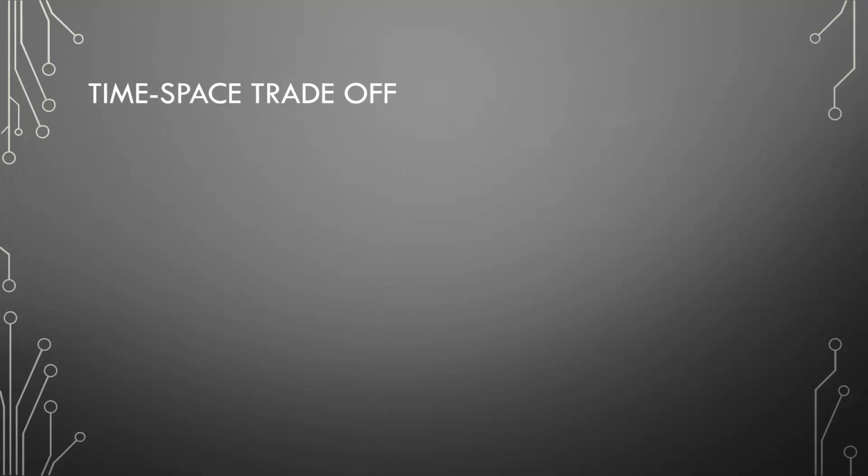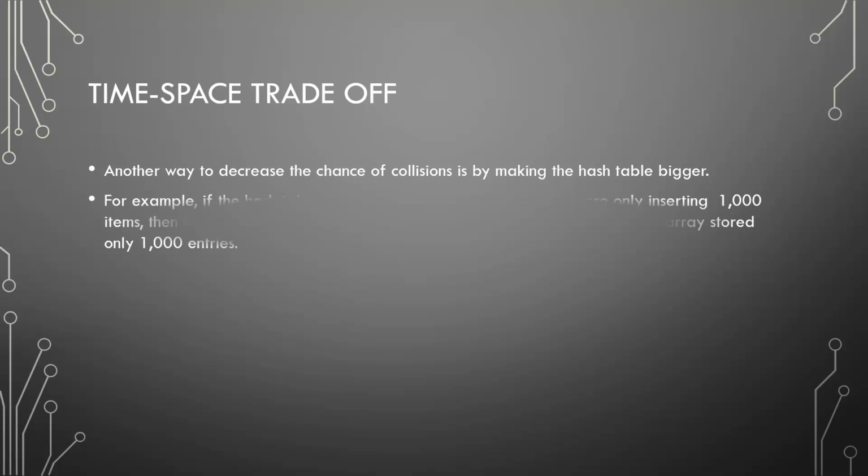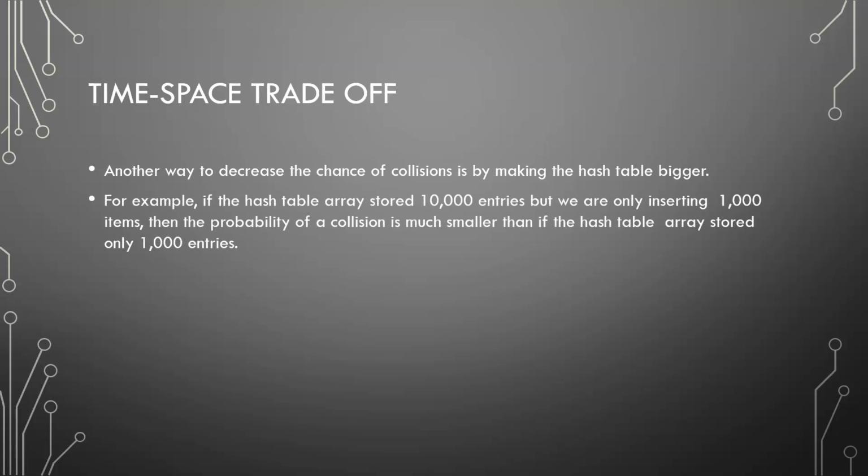All right. Now this all leads to something known as the time-space trade-off. Another way to really decrease the chance of collisions is by making your hash table bigger. We kind of already said that. Bigger hash table, you have more entries, right? For example, if the hash table array stored 10,000 entries, but we're only inserting 1,000, then the probability of a collision is much smaller than if the hash table array stored only 1,000 entries. Because rather than doing 1,000 to 1,000, I have 1,000 for 10,000. I have a lot more space to stick stuff in there, right?